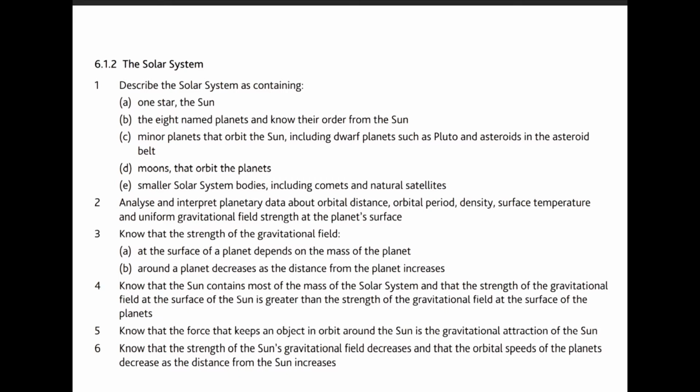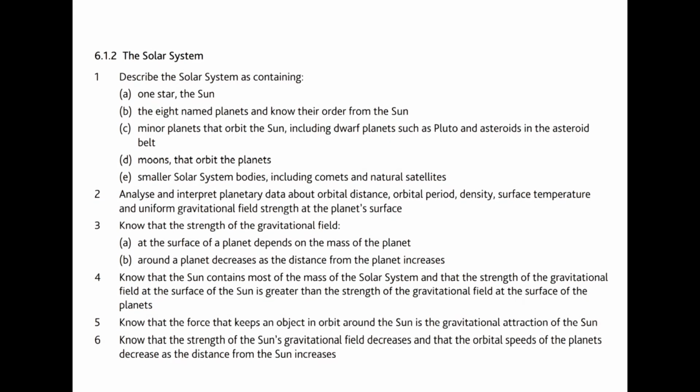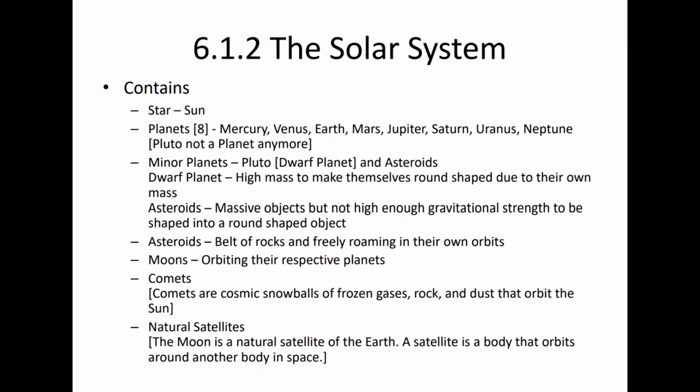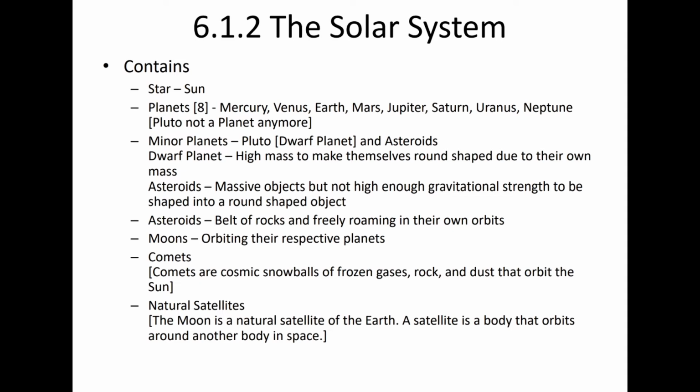Then we have the solar system. We were talking about the Earth only in the previous case. Now we're going to talk about the whole solar system, right? Again, based on memory, we have our star, the sun. We have 8 planets. Pluto is not a planet anymore. Keep that in mind. Minor planets include Pluto as a dwarf planet and asteroids.